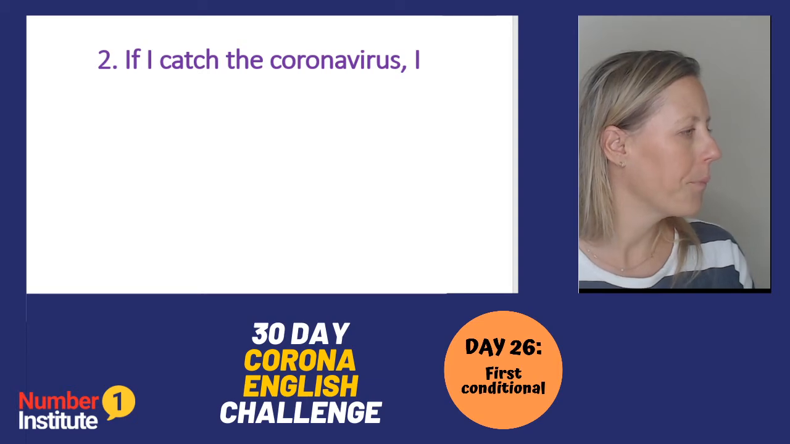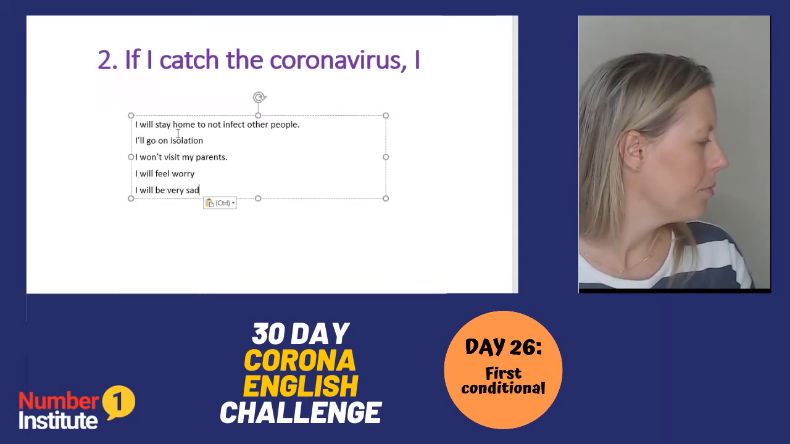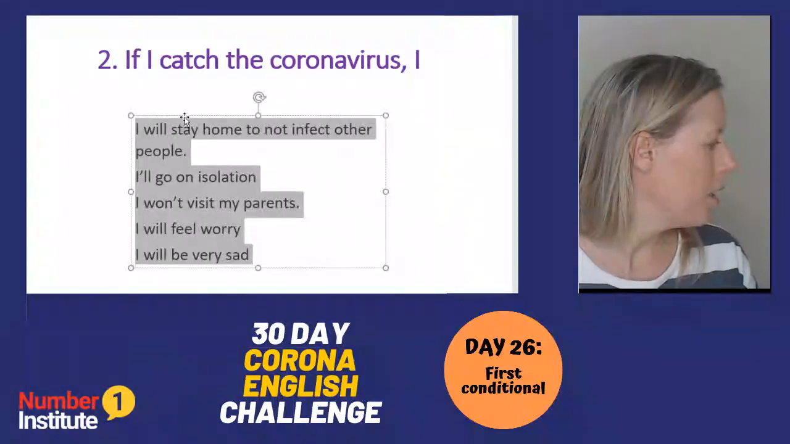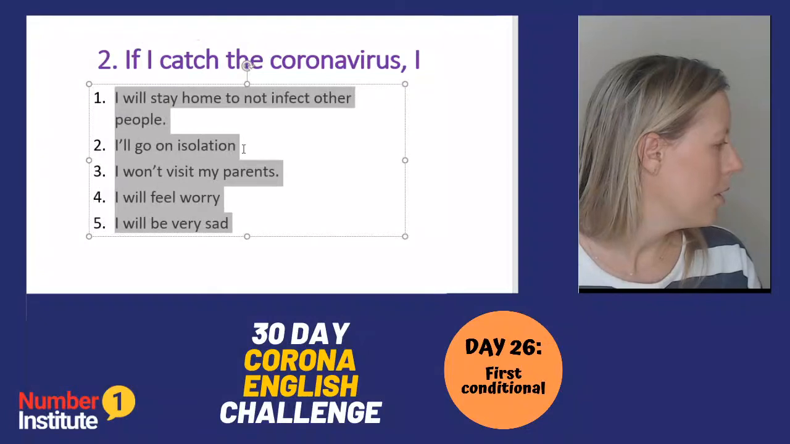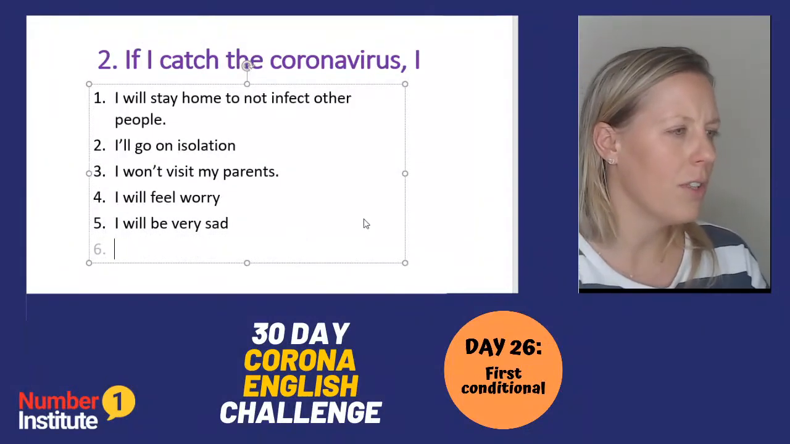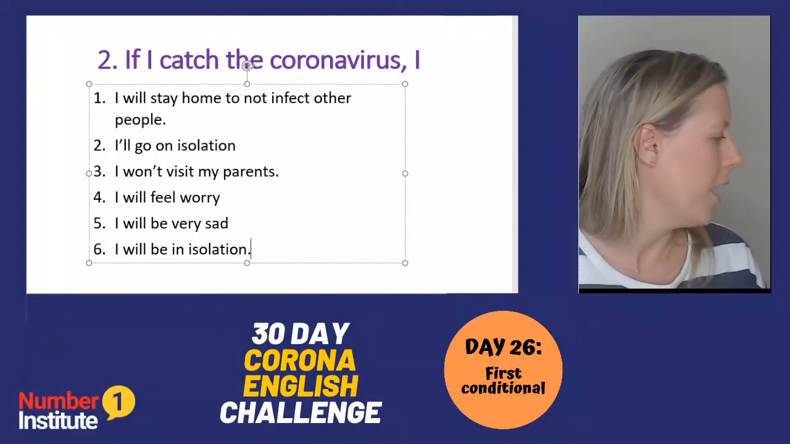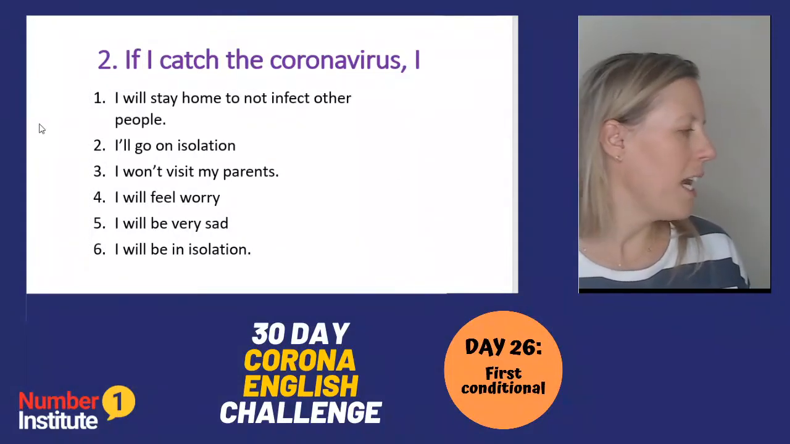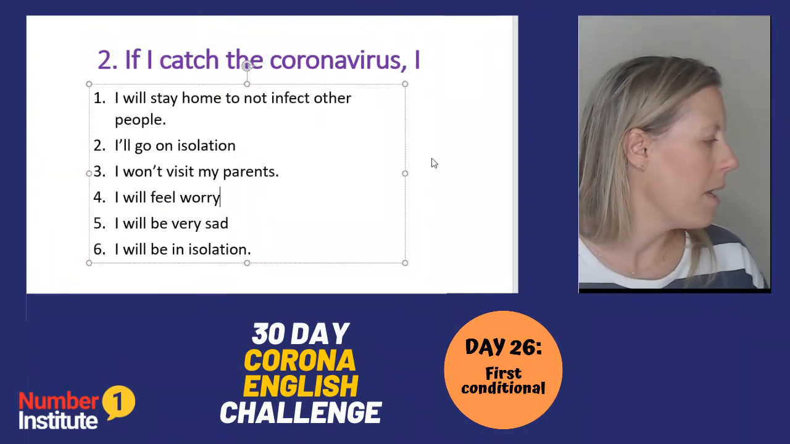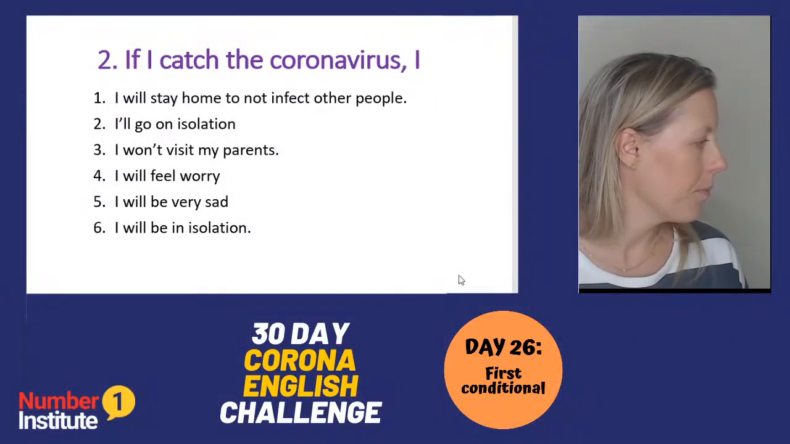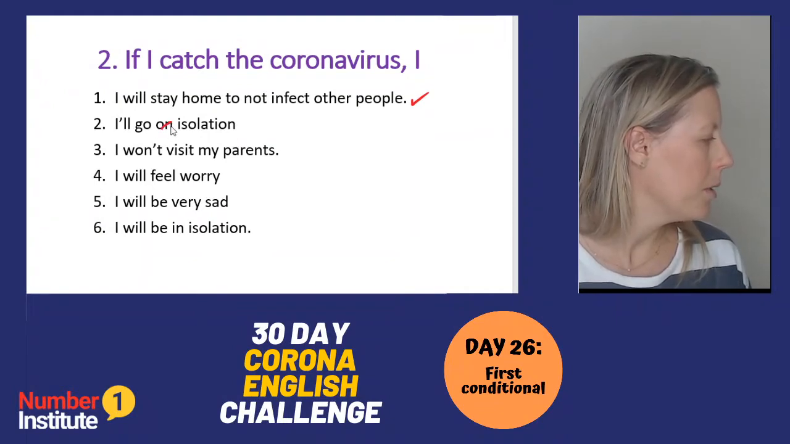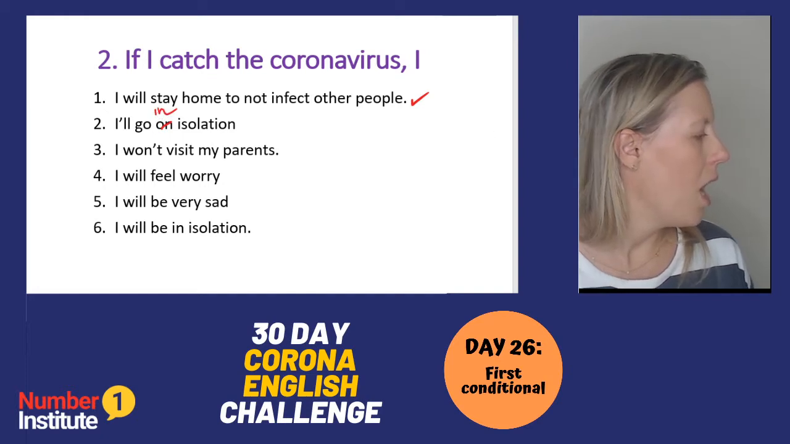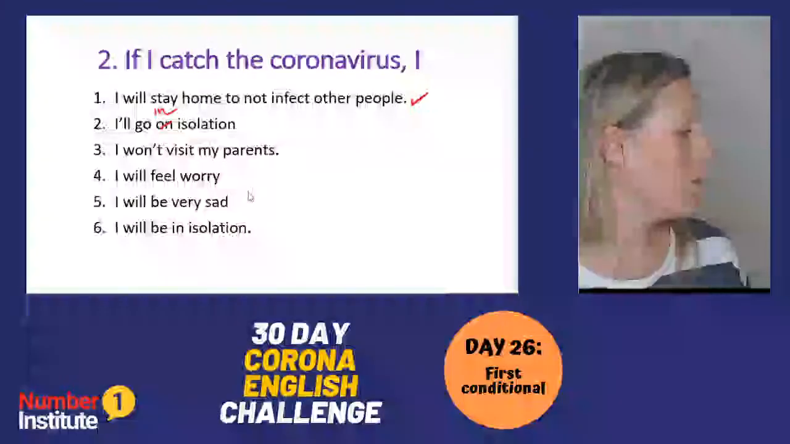Let's see. Right. These are all the answers. Just add in Gertrudis. If I catch the coronavirus, I will be in isolation. Okay. So, if I catch the coronavirus, I will stay home to not infect other people. Great. I'll go in. I won't visit my parents. Good, good.